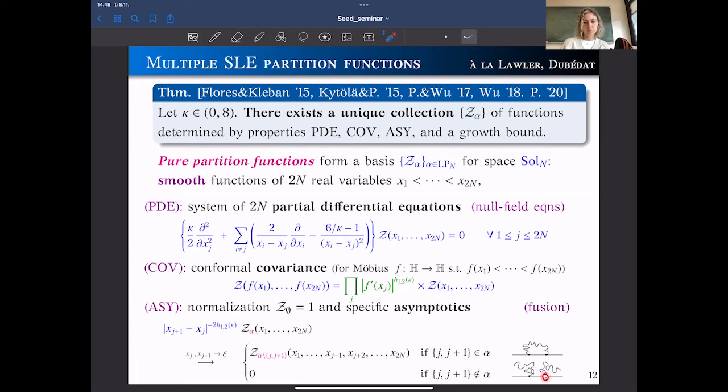On the other hand, if the points j, j+1 are actually connected to some other places by the curves, then I should get 0 somehow. I don't allow this kind of limit. And the theorem here, with many, many names, because it's built up piece by piece in the literature, says that I can find this kind of collection of functions that span somehow my set of all partition functions that I'm interested in. This collection we call pure because they generate everything else.